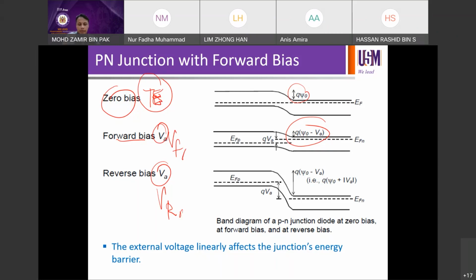And then your barrier height will be enhanced, will be increased, and you're going to have your barrier height equal to q times the product of VBI plus VR, or VA. So you're going to get more.